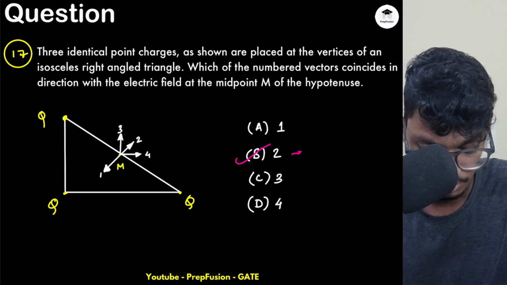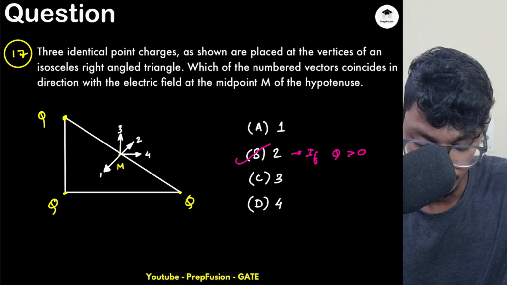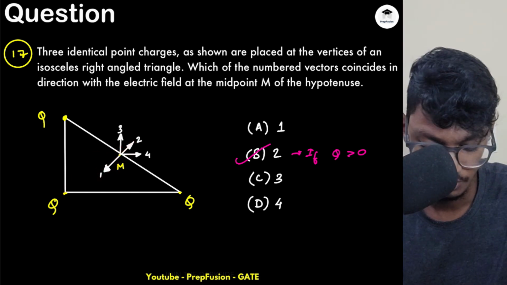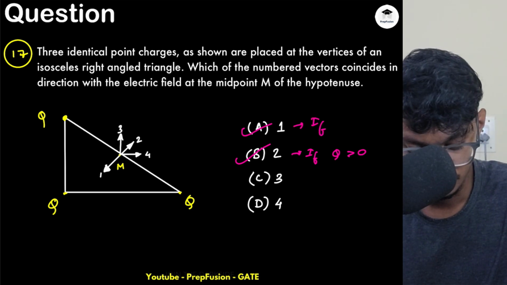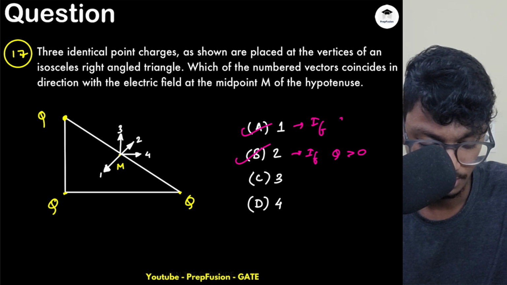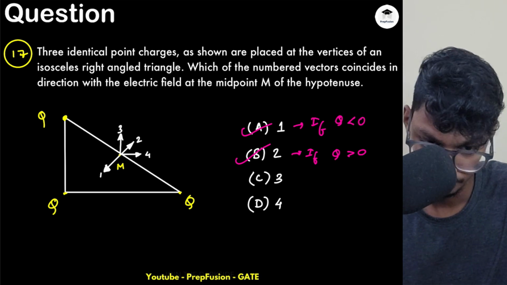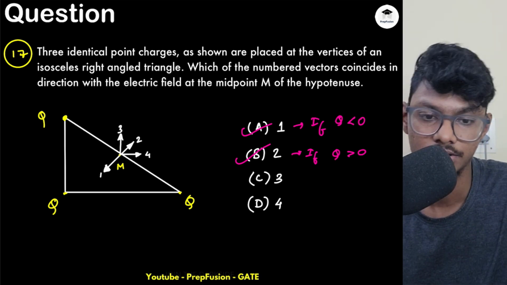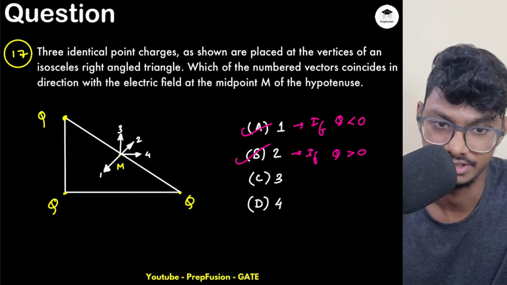If Q is positive, it is radially outward. If Q is negative, the direction will be inwards, right, radially inwards. So 1 will be correct if Q is negative. Now it depends on what the charge of Q is, is it negative or positive? So that is the thing, 1 or 2. You have to understand whether it is positive or negative, right? Two options can be correct, this can be MSQ.